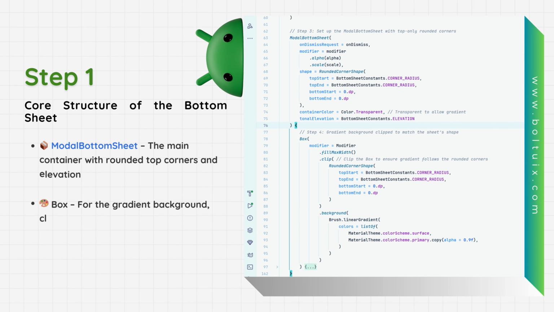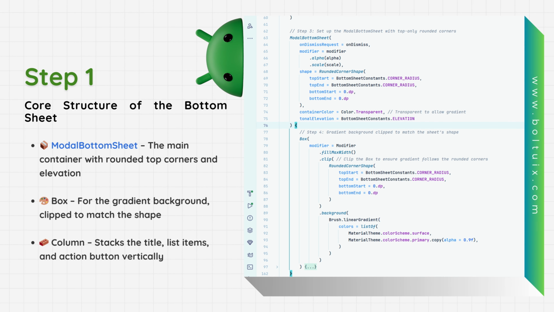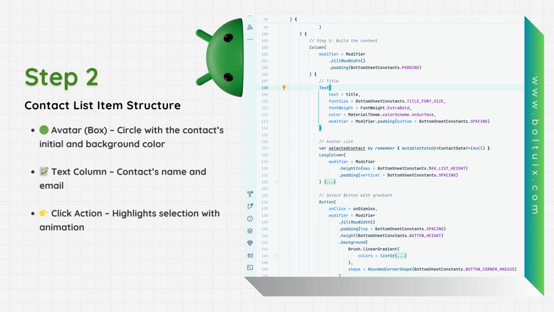We begin with the modal bottom sheet, styled with curved top corners and subtle elevation. Inside, we use a box to paint a gradient background clipped to the shape. Then, we place a column to organize everything: the title, contact list, and bottom action button. Each contact is shown in a row, starting with a circular avatar and followed by their name and email.